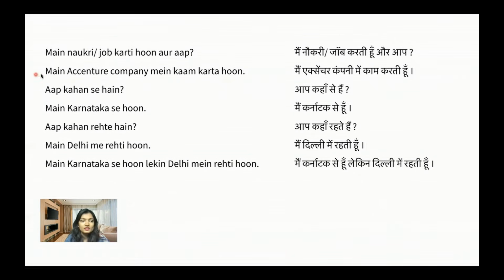Another response could be, मैं Accenture company में काम करता हूँ. So if you want to reveal the name of the company, this is the sentence structure to go for. मैं Accenture company में काम करता हूँ. I work, काम करना मतलब to work. I work in Accenture company.